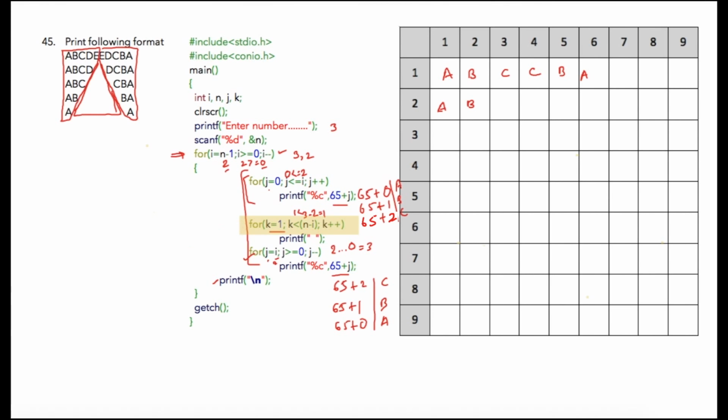Then in the loop of k, 2 spaces will be printed here and here, and then in the next loop B and A will be printed, and then finally A will be printed because this for loop will execute only once, and then 4 spaces will be printed, and then this for loop will print a final A over here. To print these 2 spaces at a time, there are 2 spaces in this printf statement.